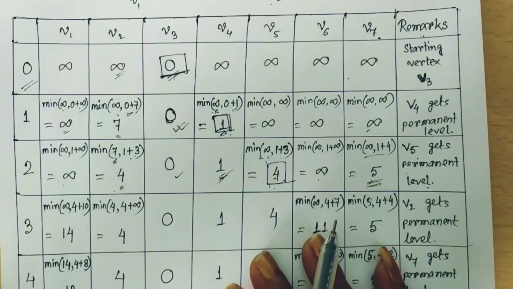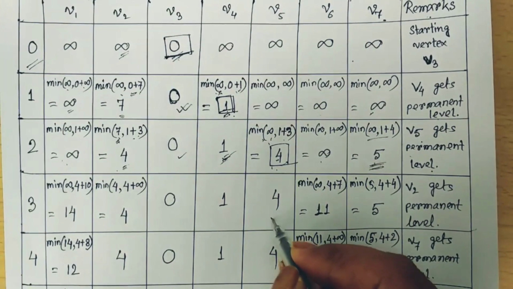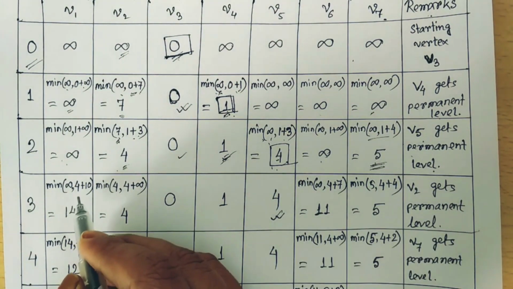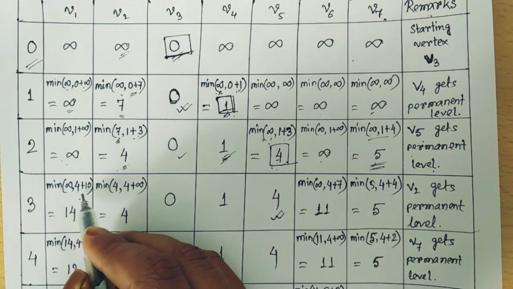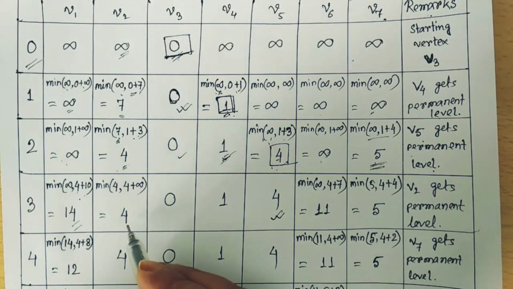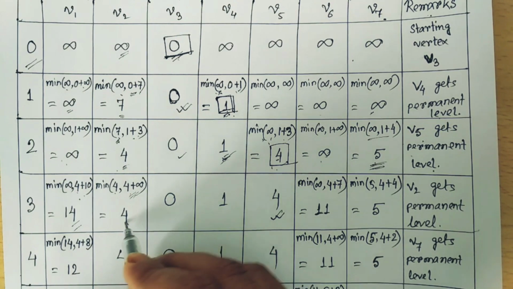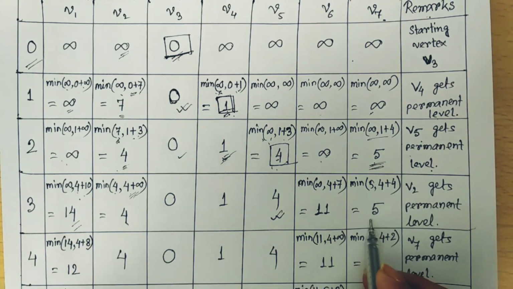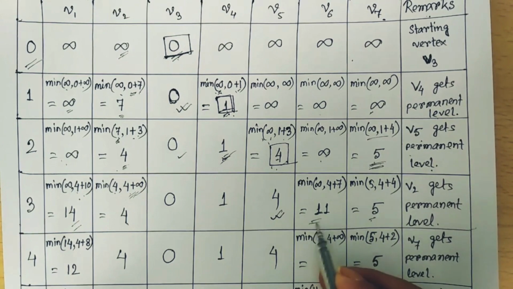Accordingly, if we change in the previous way, then we will find that V1 is connected and the previous level is infinity. Now it is 4 plus 10, which is a total of 14. Now V2 is previously 4. Now no connectivity, that means it is infinity, that's why the minimum is 4. Similarly here it is 5, previously already it is there, and it is 11.